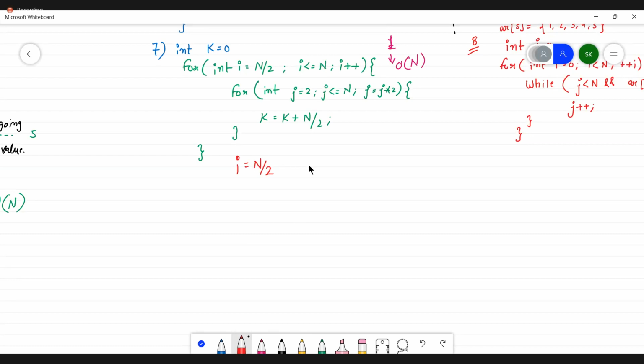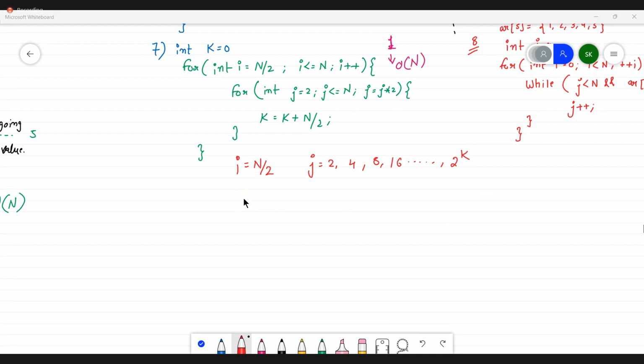J will run for initially 2, then 4, then 8, 16, and I can say that it is 2 to the power k. Yes or no? Like this, 2 to the power k should be less than or equal to n, and it will continue till then, right?